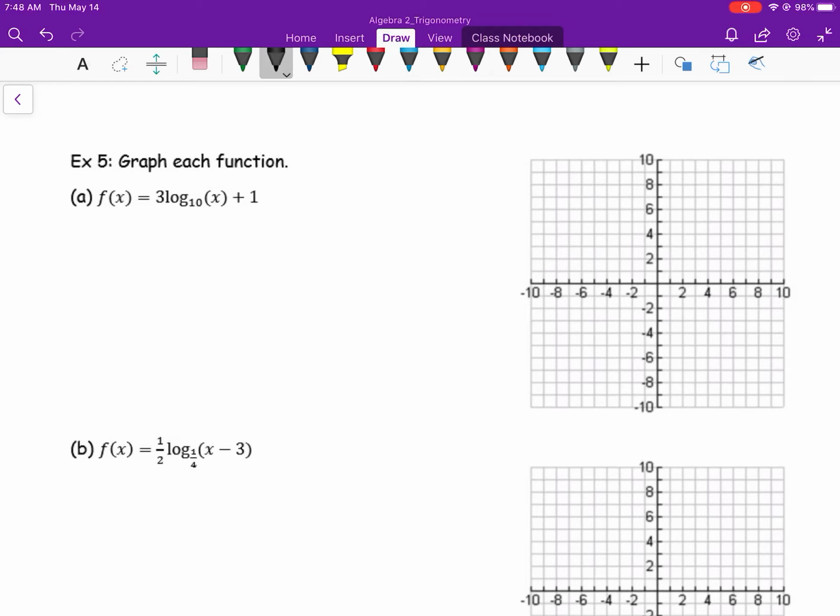Alright, so moving on to example 5. So my A is 3, my H is 0, my K is 1. Alright, and this, my H will be my vertical asymptote.